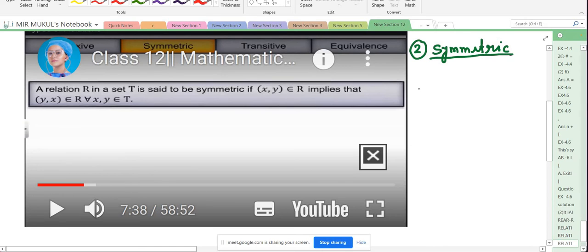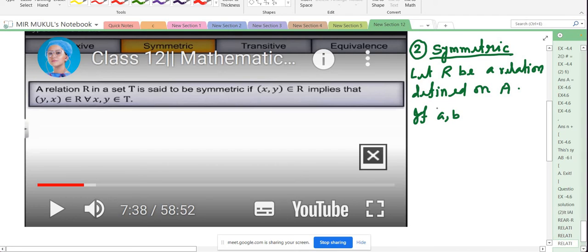Symmetric relation. Here we'll write: let R be a relation defined on set A. If (a, b) belongs to R implies (b, a) also belongs to R. That means if (a, b) belongs to R, then (b, a) should also be there.